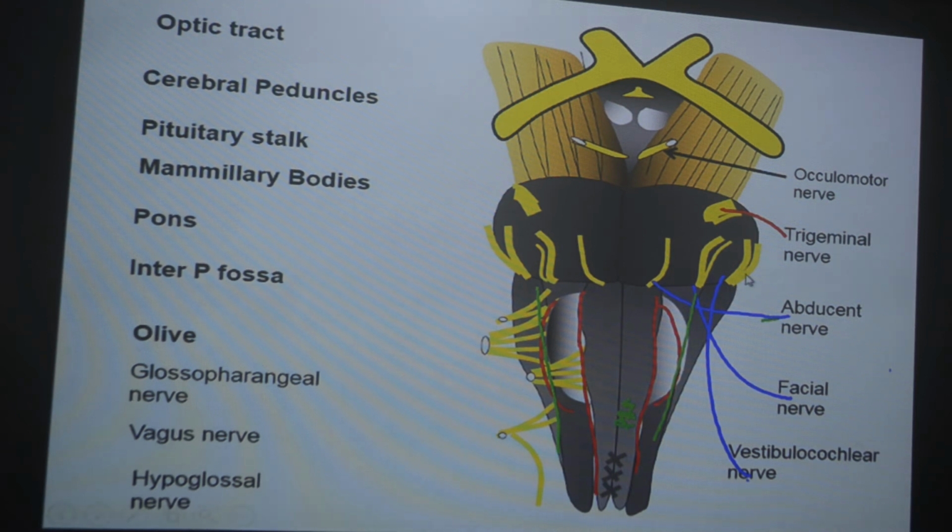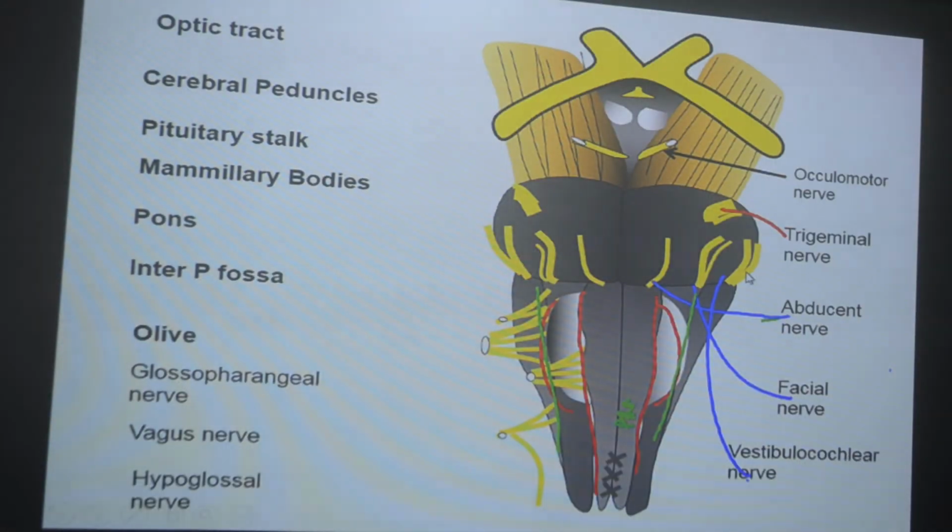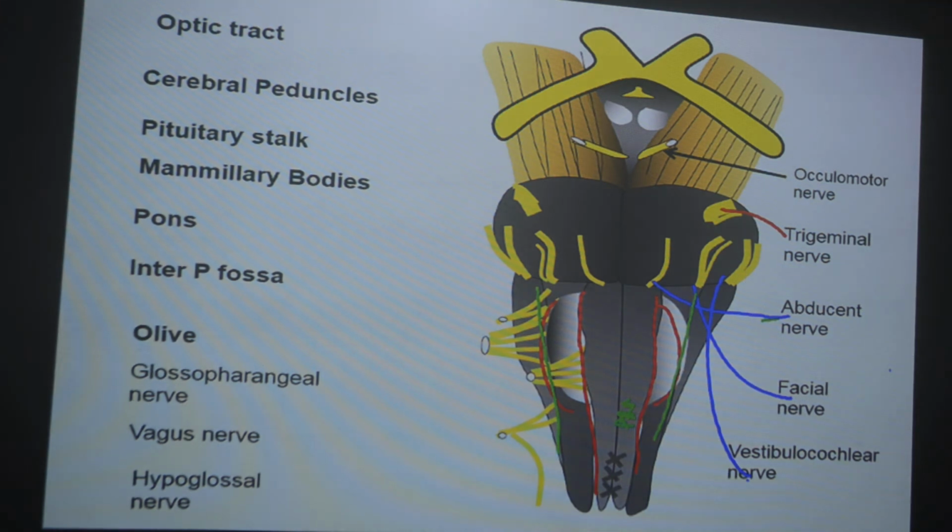Next is the vestibulocochlear, which is the 8th cranial nerve. Vestibular means balance and cochlear means hearing. So the vestibulocochlear is responsible for maintenance of balance and for hearing. It is going to come out from your internal ear. So that is responsible for balance and for hearing. Vestibulocochlear is the 8th cranial nerve.